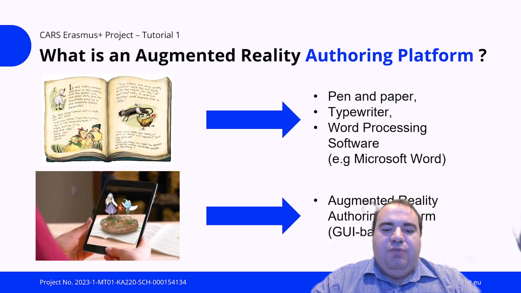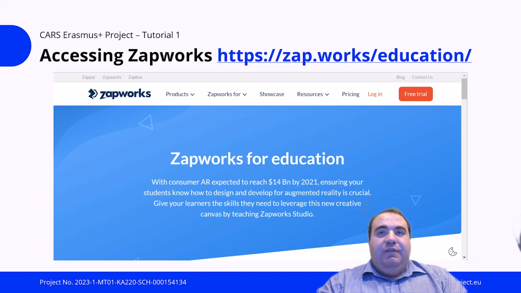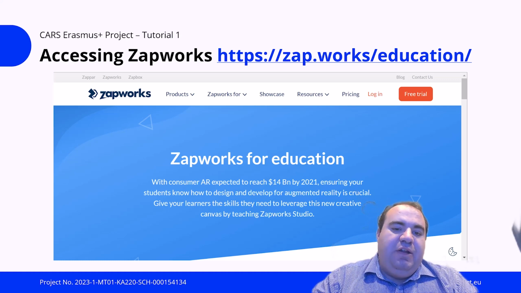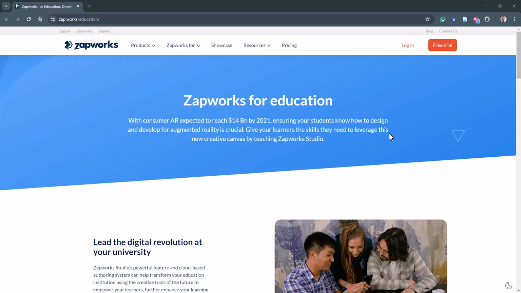In our case, we are going to use a graphical user interface-based platform. And the main platform that we are going to use throughout this project in order to create an AR story is called ZapWorks. It should be noted that this is not the only augmented reality authoring platform that exists. However, for the purpose of this project, this is the authoring platform that we are going to make use of. A link to this is provided here. So this is the website for ZapWorks.